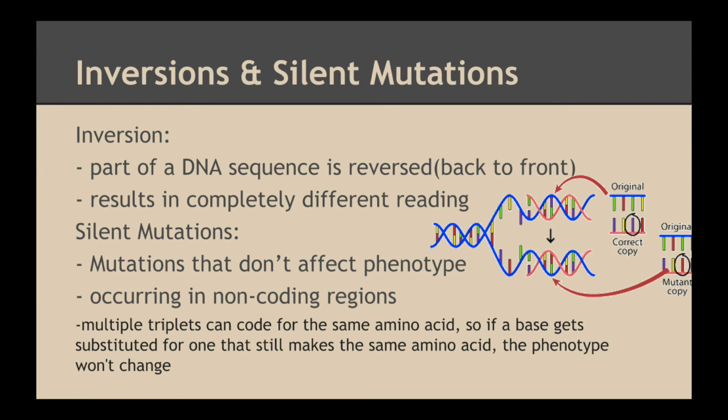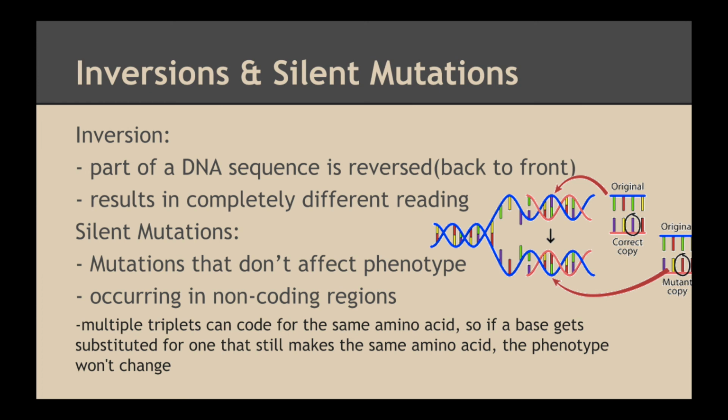Now there is also the least harmful, the silent mutation. A silent mutation is essentially a mutation that occurs in a non-coding region, where the DNA in itself is not being read. And as a result, a mutation that is mutated within specific non-coding regions are called silent mutations because of the fact that they do not affect the phenotype.